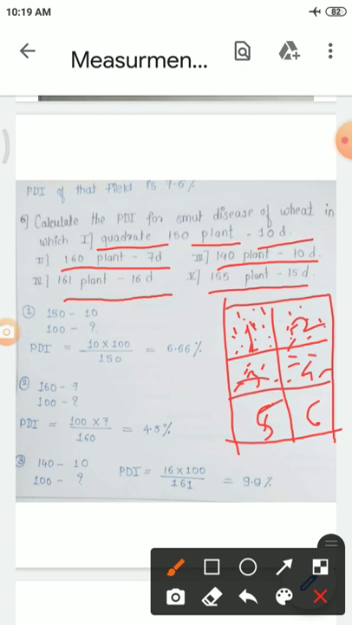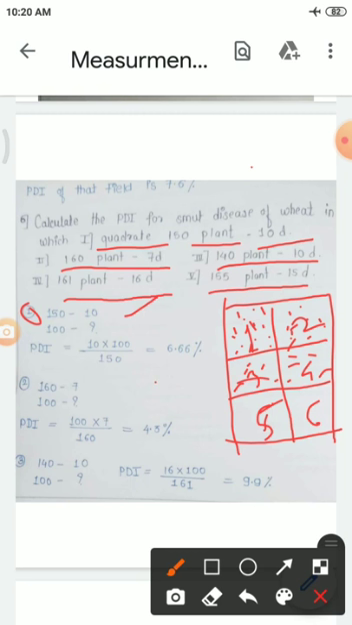Here we just have to calculate the PDI, that is, out of 100 how many plants get damaged, and after that we have to calculate the mean of the total. Okay, so in the first quadrant, as per the given data, out of 150 plants 10 plants are damaged. So out of 100 how many plants are damaged? PDI is equal to 10 into 100 divided by 150, so 6.66% of plants get damaged.